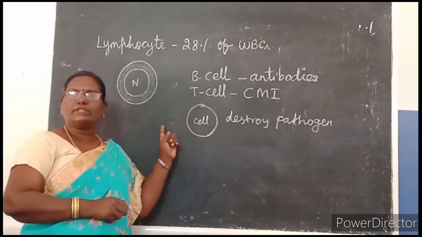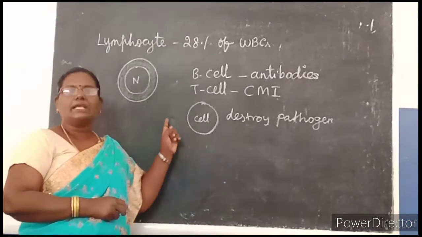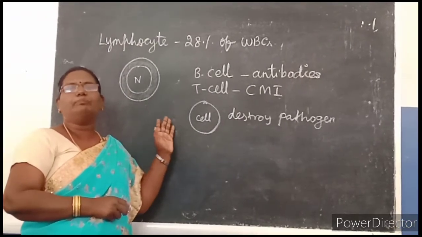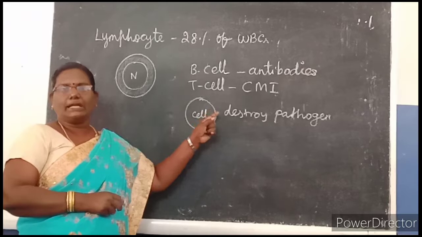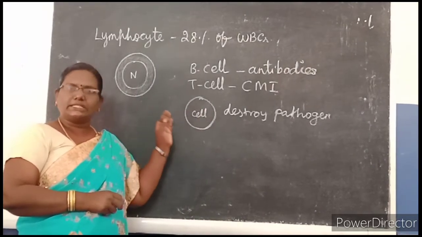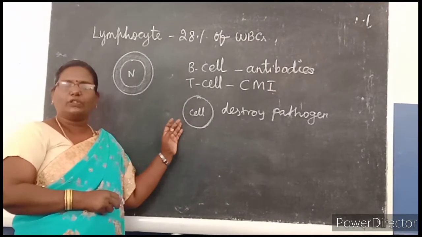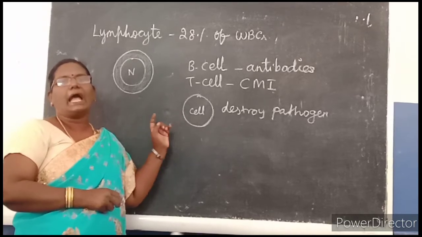The B cell produces what? Produces the antibodies. The T cell plays a very important role in cell-mediated immunity. That is, the cell itself destroys the pathogen without producing the antibodies.